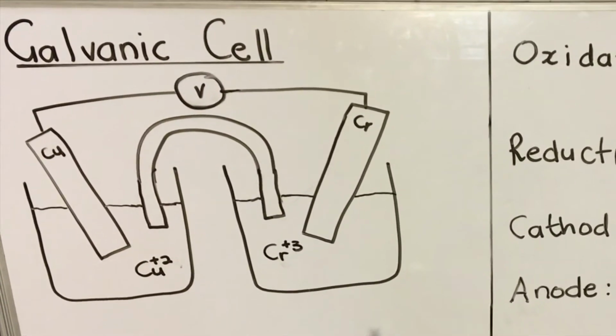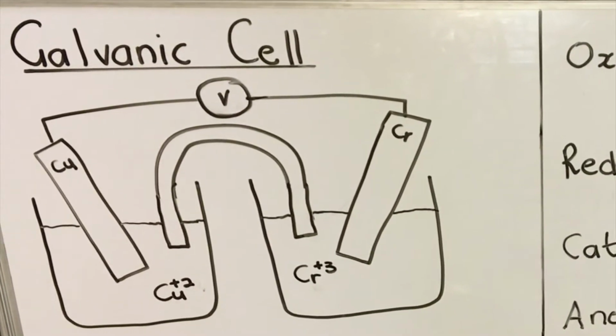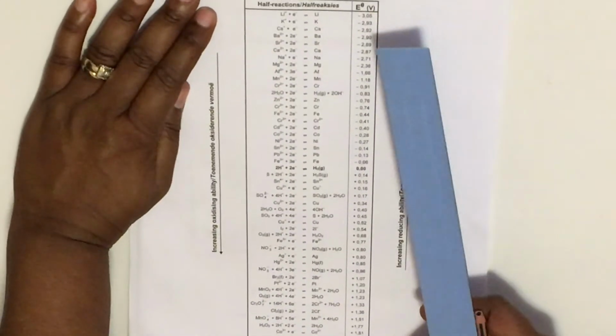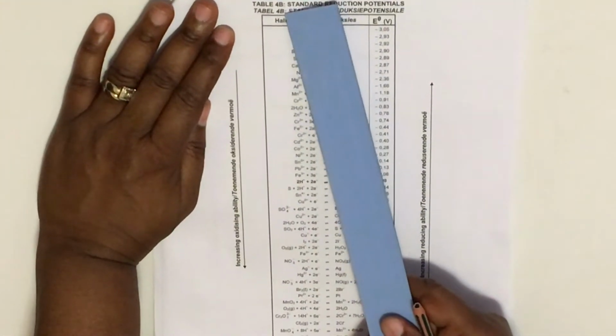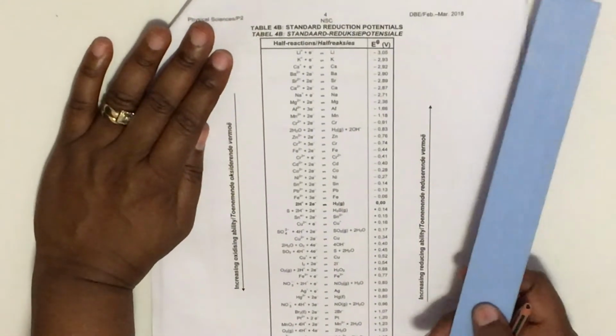So I want to just revise some of the things that you find in a galvanic cell and how you get them using the standard potential table. In your question paper, you'll be given two standard reduction potential tables, table 4A and 4B. Most schools use 4B, so we're going to use 4B as well.